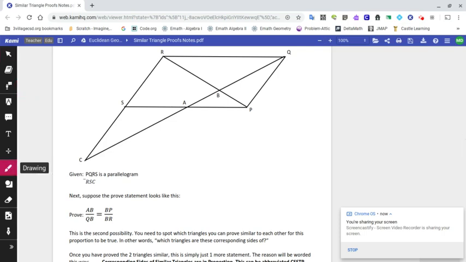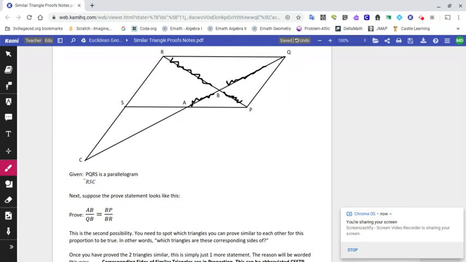So I can look at this and say, I've got a whole bunch of triangles in this diagram. Which triangles do I need to focus on? I'm going to say AB. I'm not going to put congruence marks because I don't want it to look like I'm saying the sides are congruent. So I'm just going to say AB is here and QB is here, and BP is here and BR is here.